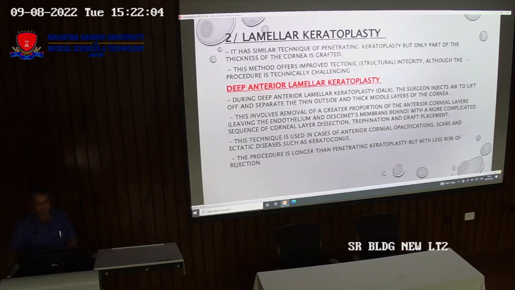This involves removal of the greater portion of the anterior corneal layers, leaving the endothelium and Descemet membrane behind, with a more complicated sequence of corneal layer dissection, definition and graft placement. It is used in cases of anterior corneal opacifications, scars and ectatic disease like keratoconus. And it is longer than penetrating keratoplasty but has less risk of rejection.